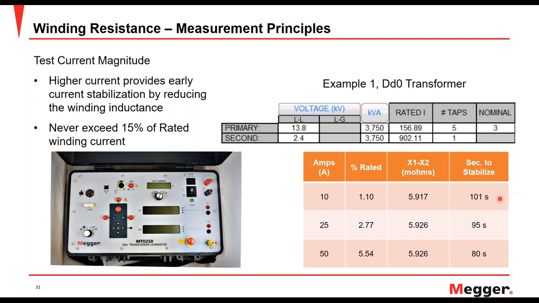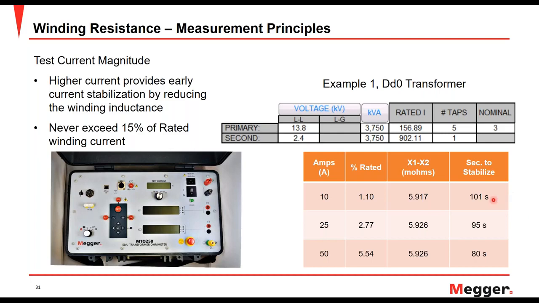The same exercise was repeated with a higher test current value of 25 amps and a value of 5.926 milliohms, which is fairly close to the initial value, was obtained. And the big difference in here was the time it took to stabilize was 95 seconds, which was lower than the initial 101 seconds. Now, this exercise was repeated for a third time with a higher magnitude of current at 50 amps. In that case, the almost exact same resistance value of 5.926 milliohms was measured. However, the time taken to stabilize was 80 seconds, which was significantly lower than the 101 seconds that we previously started with.